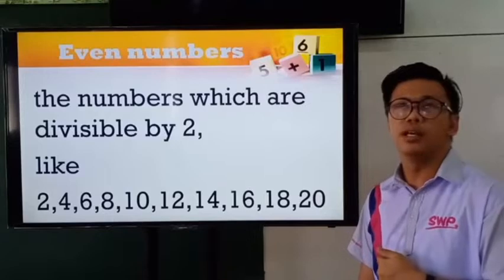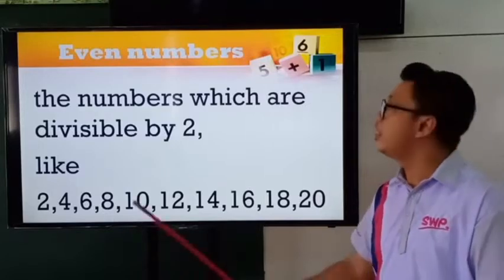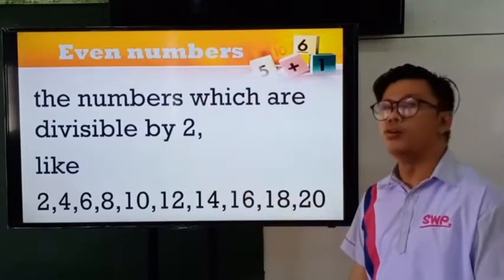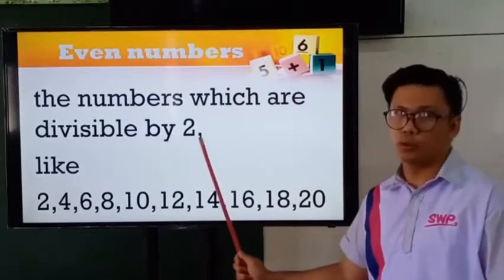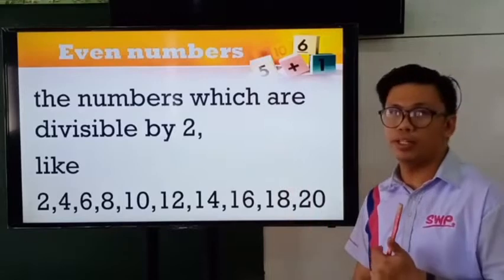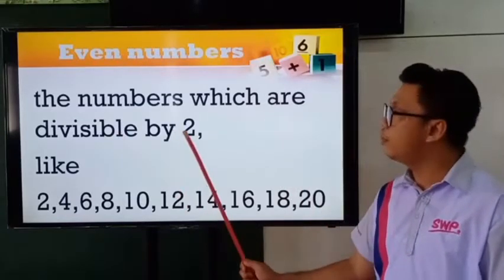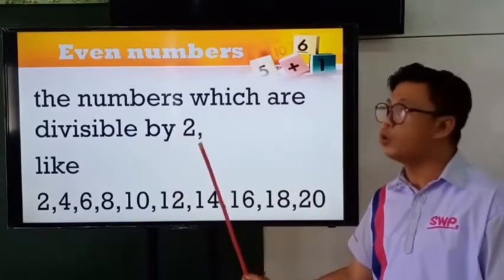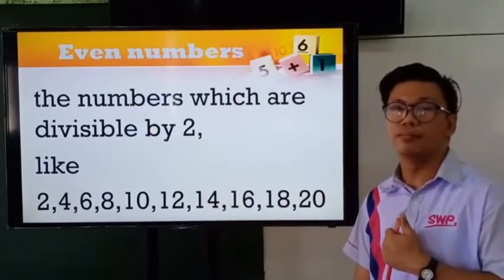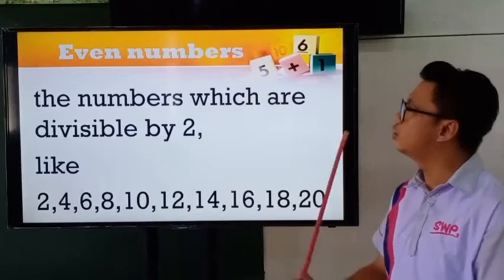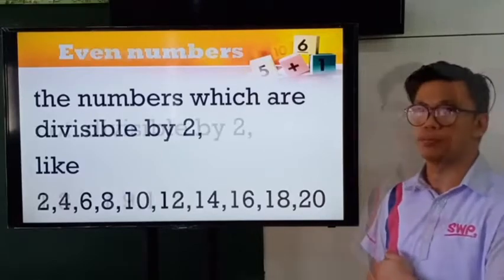How about 7? Is 7 an even number? No. Why not? Because it cannot be divided by 2. Always remember that if it is divisible by 2, or we can divide by 2, we call it even numbers. Understand? Very good. Now let's go to the next important terms.